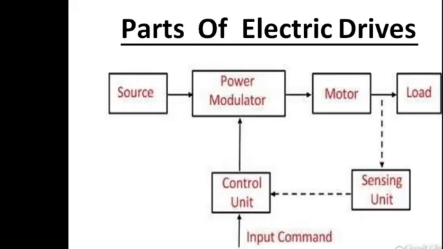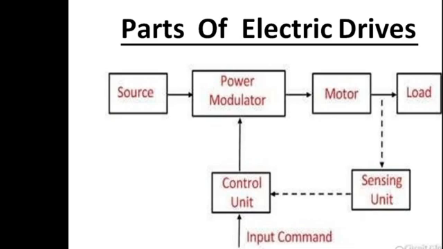What are the parts of an electric drive? We can see in the block diagram: first the source, from the source we have the power modulator, then we have the motor, and the motor is connected to the load. At the motor outlet we have the sensing unit. What we are sensing is the speed of the motor, and we control it using the control unit, as shown in the block diagram.